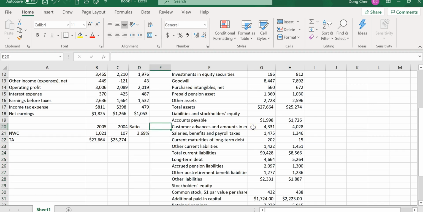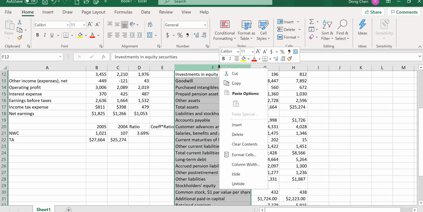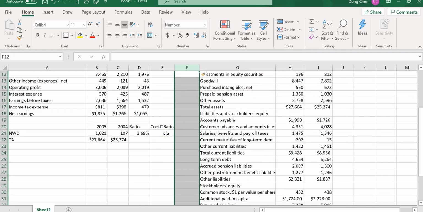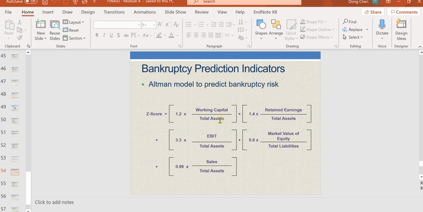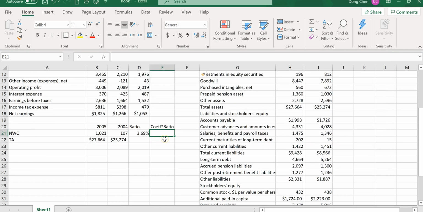And then coefficient times ratio. Let's add one more column here. Coefficient times ratio is simply, for example, the first one is 1.2 times this ratio, and the second one is 1.4 times this ratio. So for the first one, NWC, it's just 1.2 times this ratio here. And that's my coefficient times ratio.